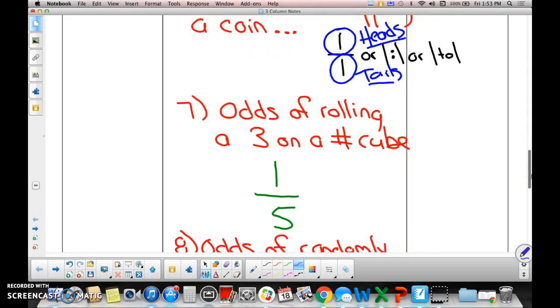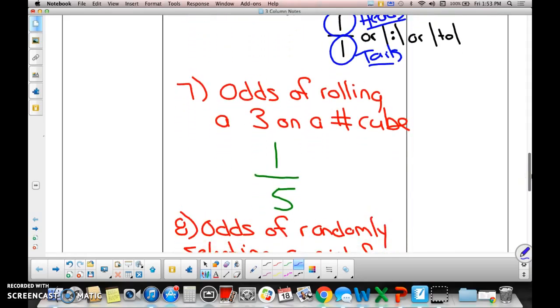On a number cube, there are 6 sides to a number cube, right? So if I asked you what are the favorable outcomes as far as rolling a 3, that could happen 1 time, right? How many times could you not roll, or how many chances do you have of not rolling a 3? 5, because there's 6 total on there, right?